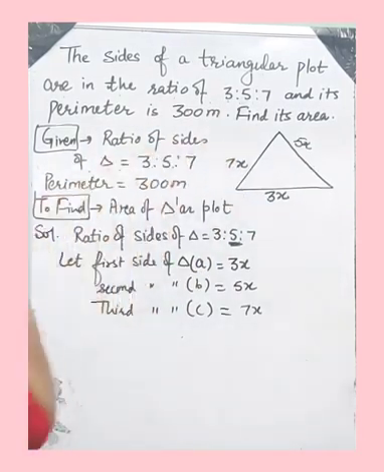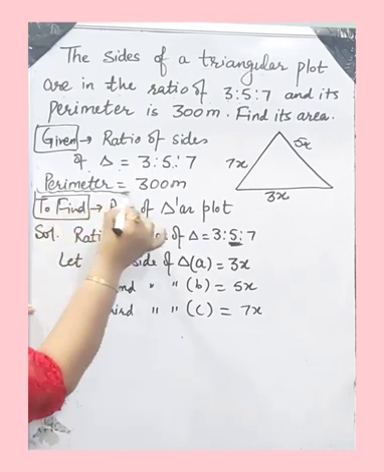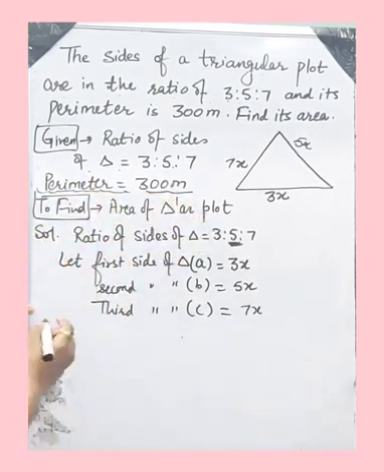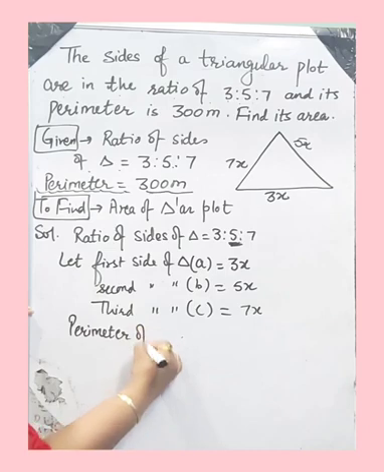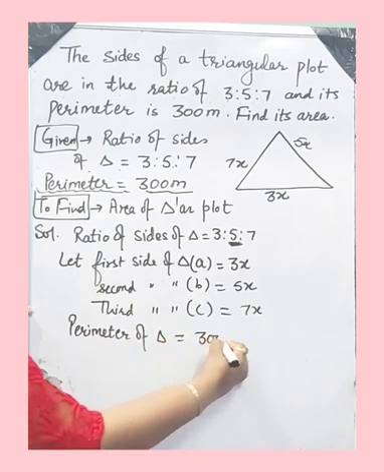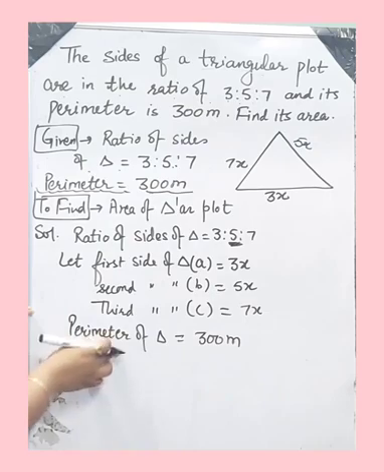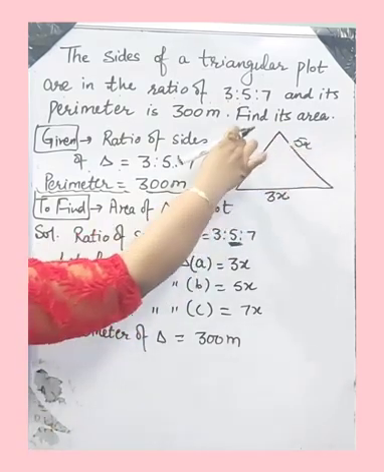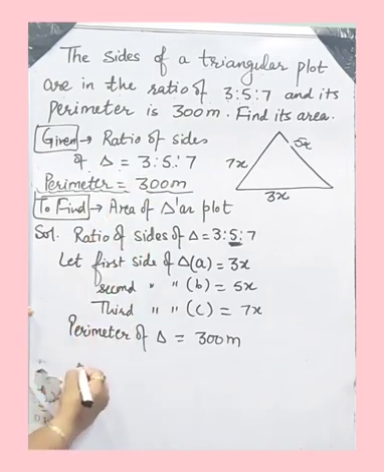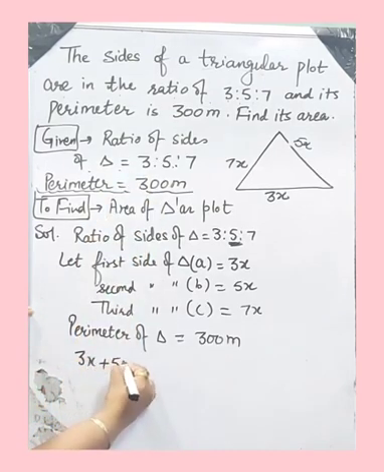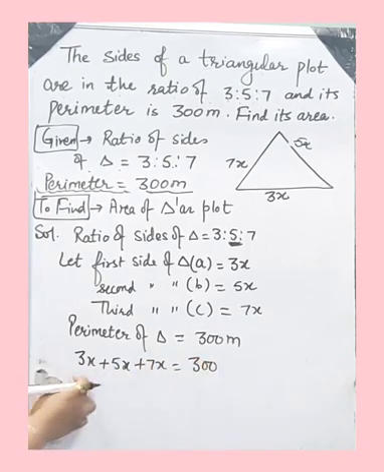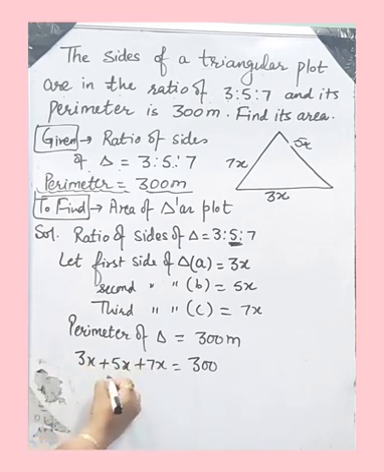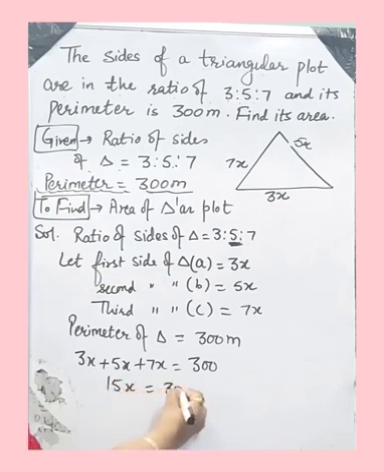Now we have to find its area. But here second condition is given. If perimeter of a triangle equal to 300 meter. And we know that what is perimeter? Sum of length of three sides of a triangle is known as perimeter. Then after solving it, you have to find the value of x. 5 plus 3, 8. 8 plus 7, 15x equal to 300.